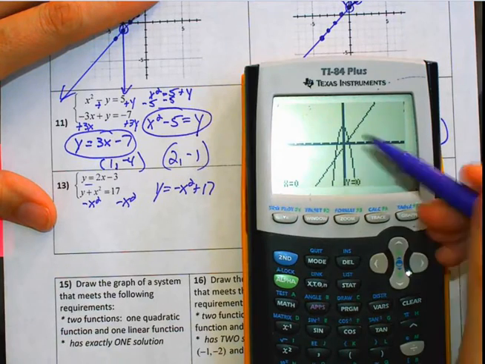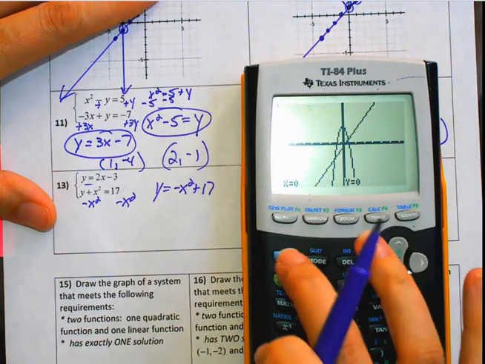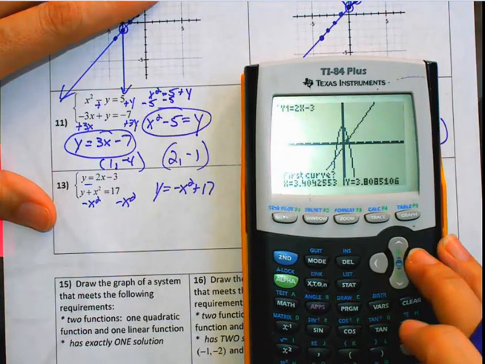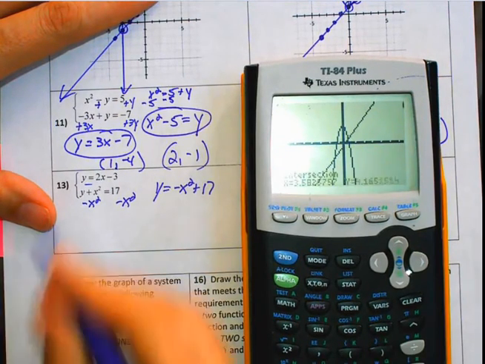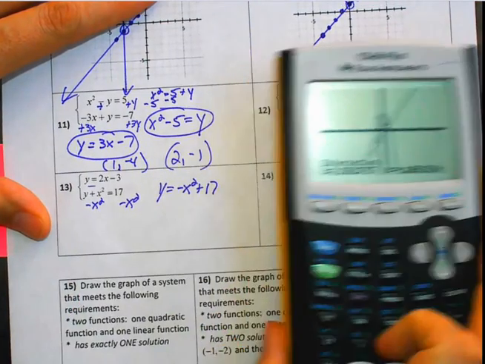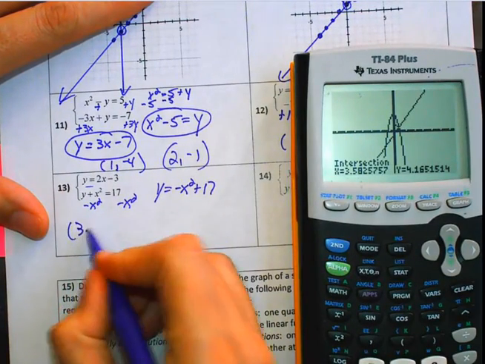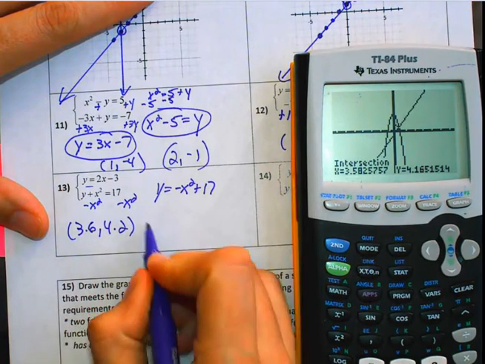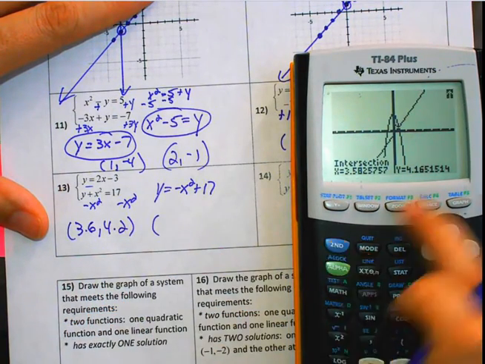Okay, and now I can see both. So we're going to go into the calc table. I'm going to do intersect. Remember, you want to move close to the intersection and then press enter 3 times. So the intersection is at 3.6, comma 4.2. And then you're going to do that a second time.